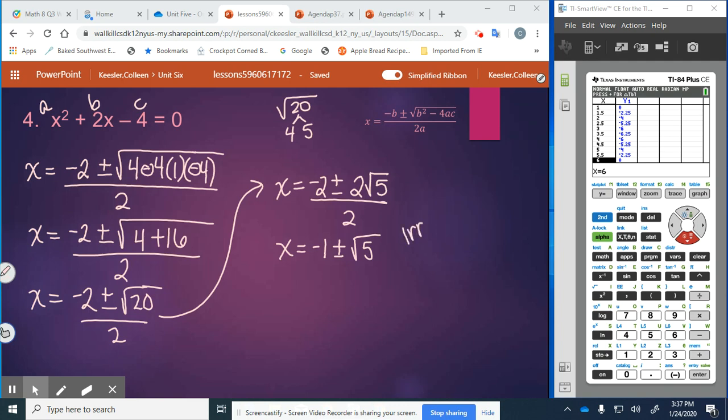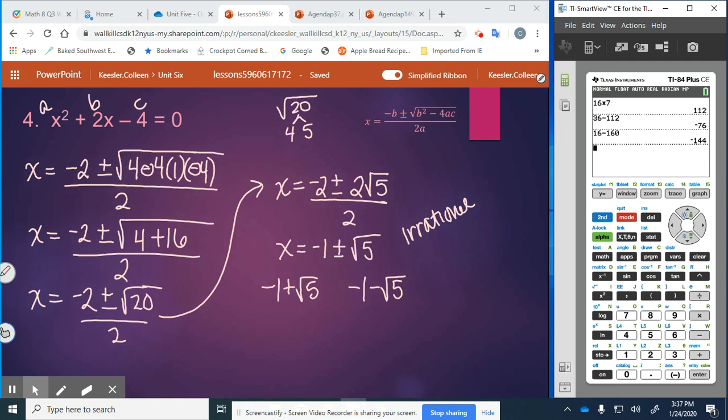This is again irrational, and we could round to the nearest tenth. So this could be negative 1 plus square root 5, or negative 1 minus square root 5. And there will be times where you're asked to estimate it, so it's good practice to try it. If we do negative 1 plus the square root of 5, we get about 1.2. And if we do negative 1 minus the square root of 5, we get negative 3.2. So we could check to see if we're close with our graph.